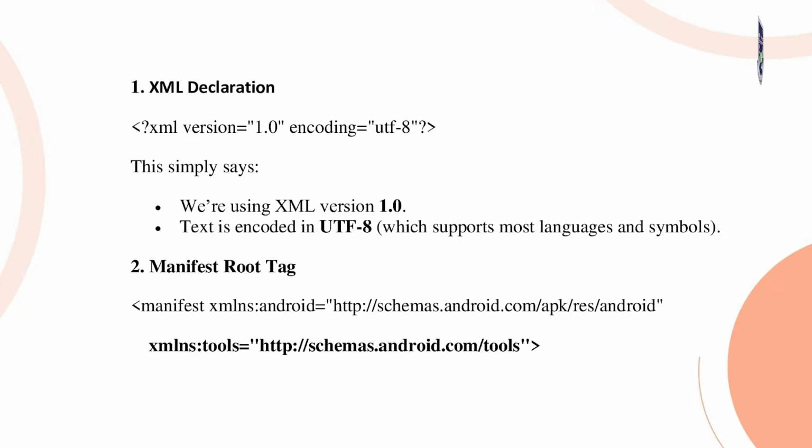The first statement in that manifest XML file is the XML declaration. Here the XML version is equal to 1.0 and encoding is equal to UTF-8. This simply says we are using XML version 1.0 and the text is encoded in UTF-8, which supports most languages and symbols. And the second part is the manifest root tag. Here we have to give the root element of a manifest file.